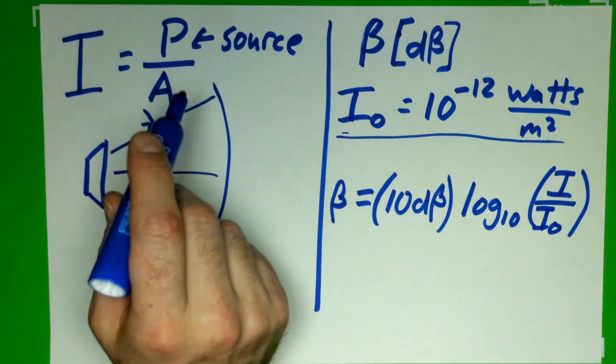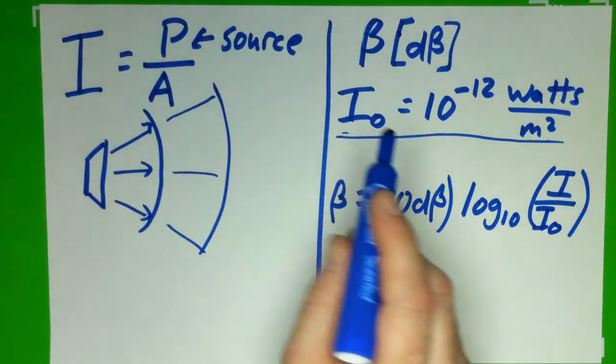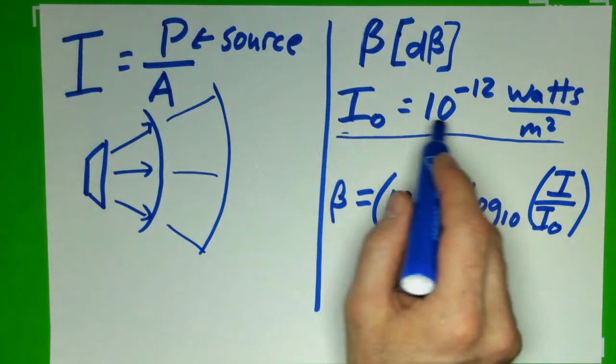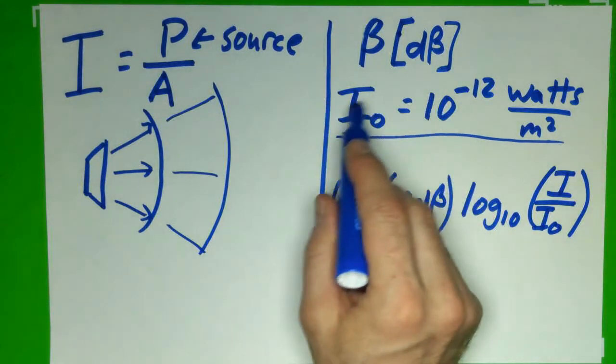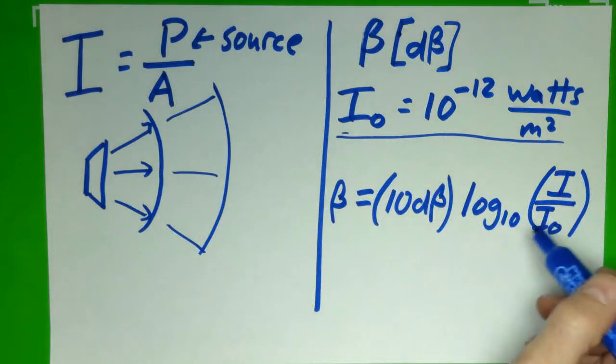And so I'll do some examples, but the important thing to recognize is that intensity is measured in watts per meter squared, and it's power over area, power being a property of the source. And sound level is relative to the human being's ability to hear anything. And so we have this I naught, the threshold of hearing, as our base, and we measure everything relative to that.